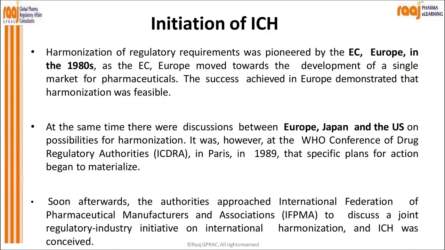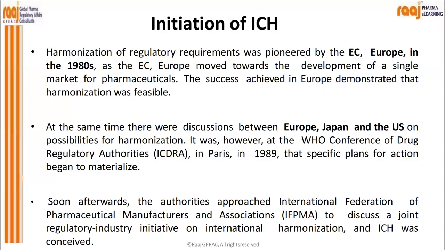Harmonization of regulatory requirements was pioneered by the EC, Europe, in the 1980s, where EC is the European Commission. Europe moved towards the development of a single market for pharmaceuticals, and the success achieved in Europe demonstrated that harmonization was feasible. At the same time, there was a discussion between Europe, Japan, and the US about the possibility of harmonization, and moving forward with forming a tripartite organization, an ICH, which would be very useful in Europe, US, and Japan.